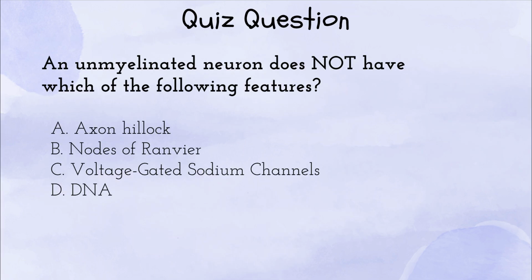Okay, next review question. A neuron with no myelin sheath does not have which of the following features? A. Axon hillock, B. Nodes of Ranvier, C. Voltage-gated sodium channels, or D. DNA. I'll give you some time to think about it. Okay, the answer here is B. The nodes of Ranvier definitionally require a neuron to have a myelin sheath. The other choices are all things you would still see in an unmyelinated neuron.